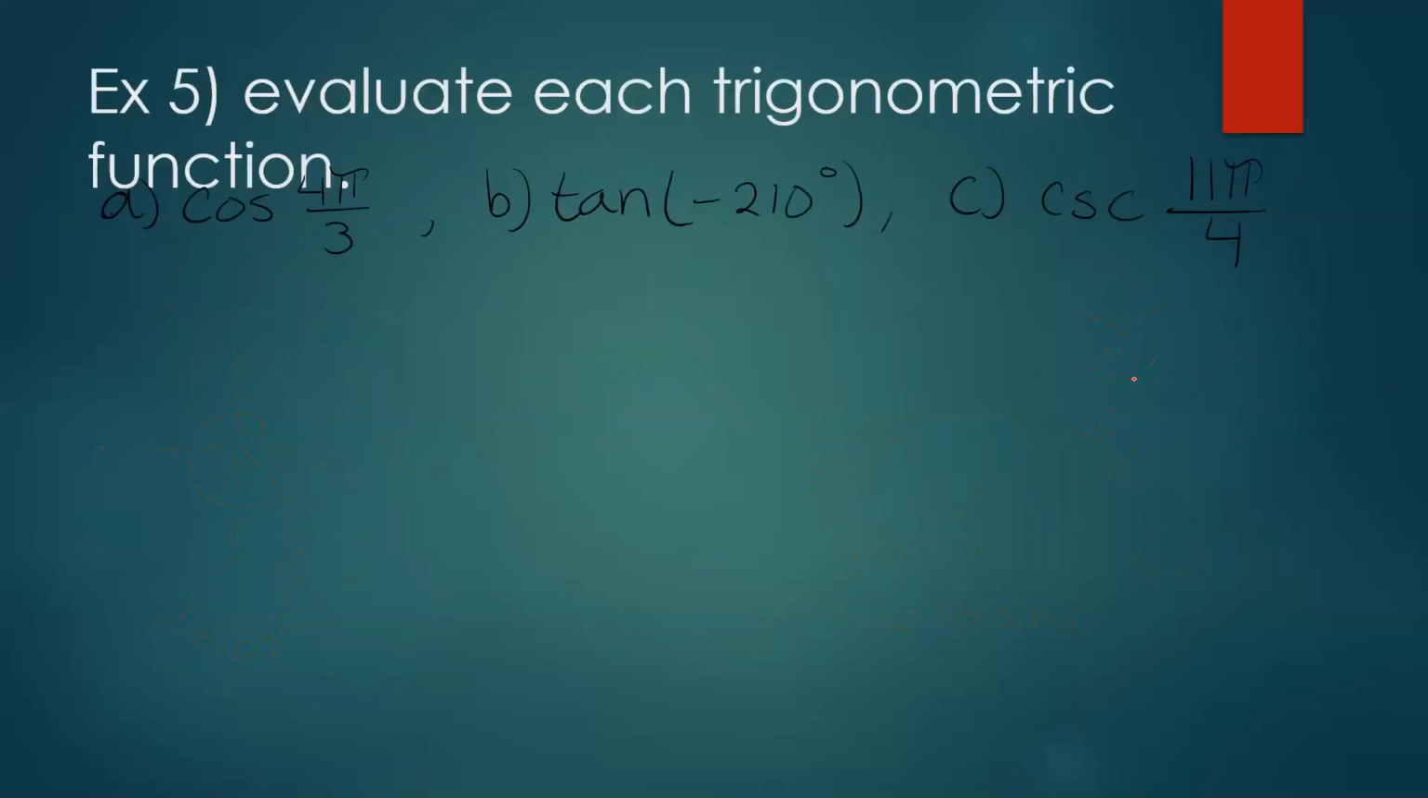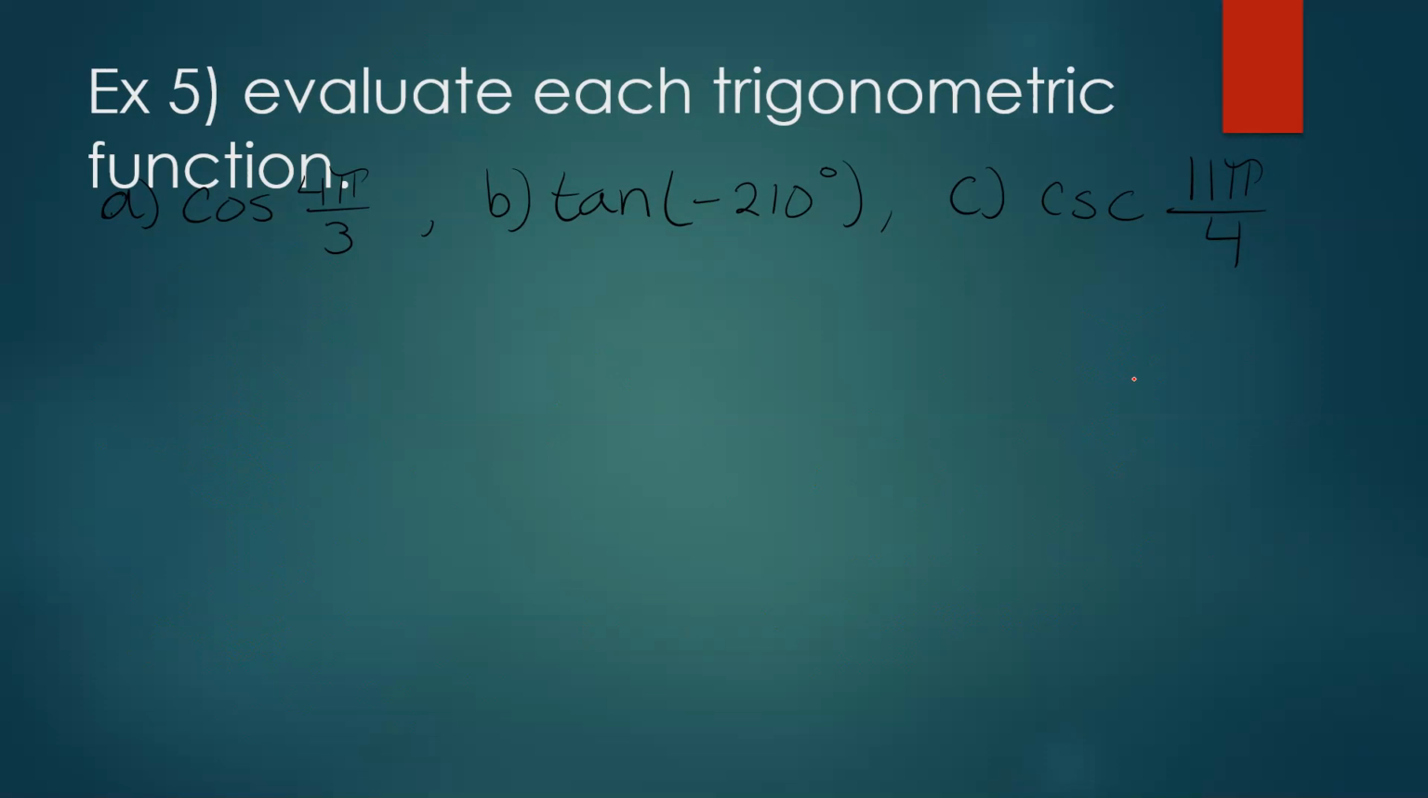Let's do example 5. Example 5 says evaluate each trigonometric function. You can draw it, or you could just get your unit circle out. Remember, cosine is the x value of the coordinate, tan is y over x, and cosecant is the reciprocal of the y value, or 1 over sine theta. So let me show you.